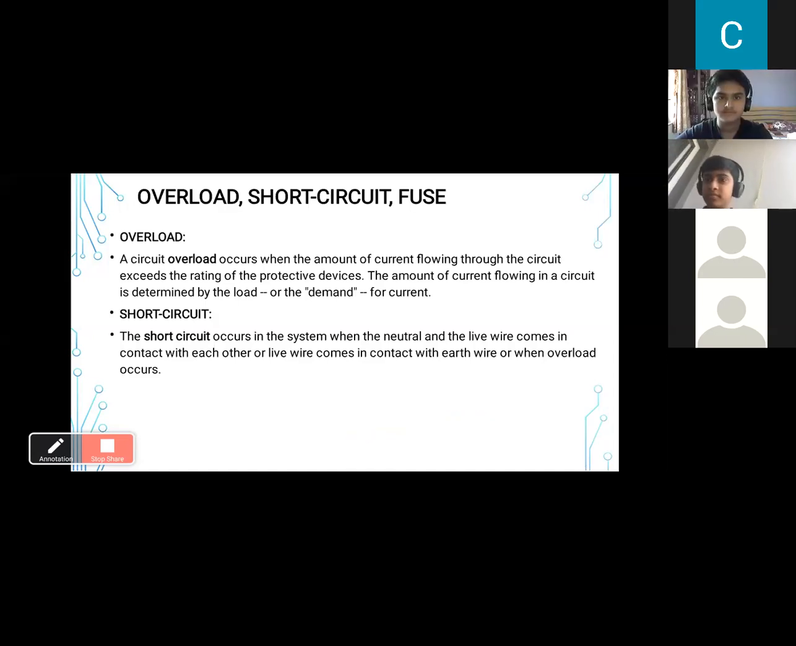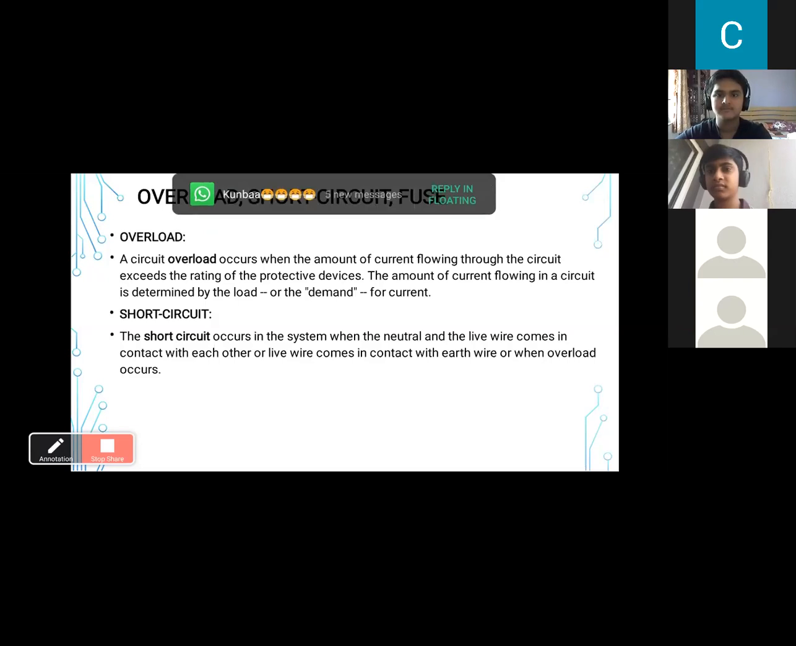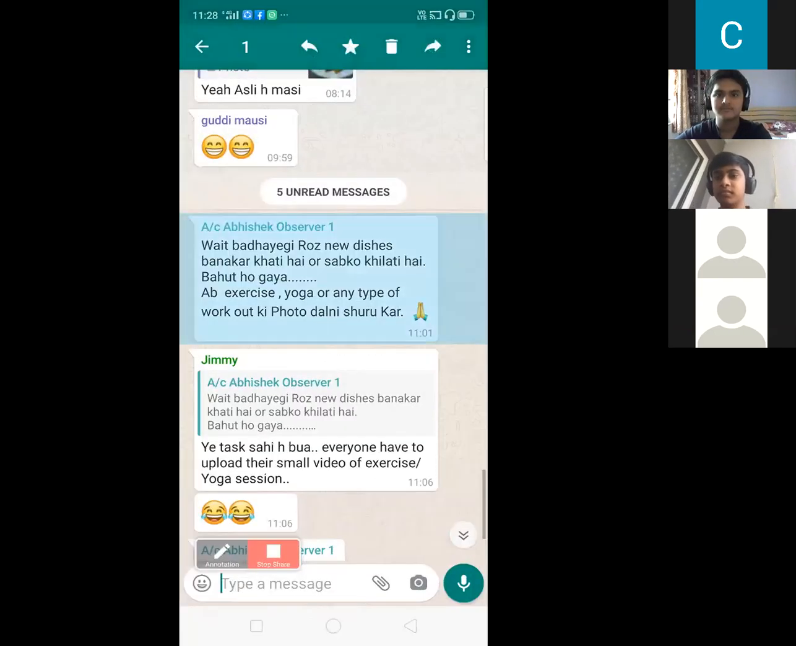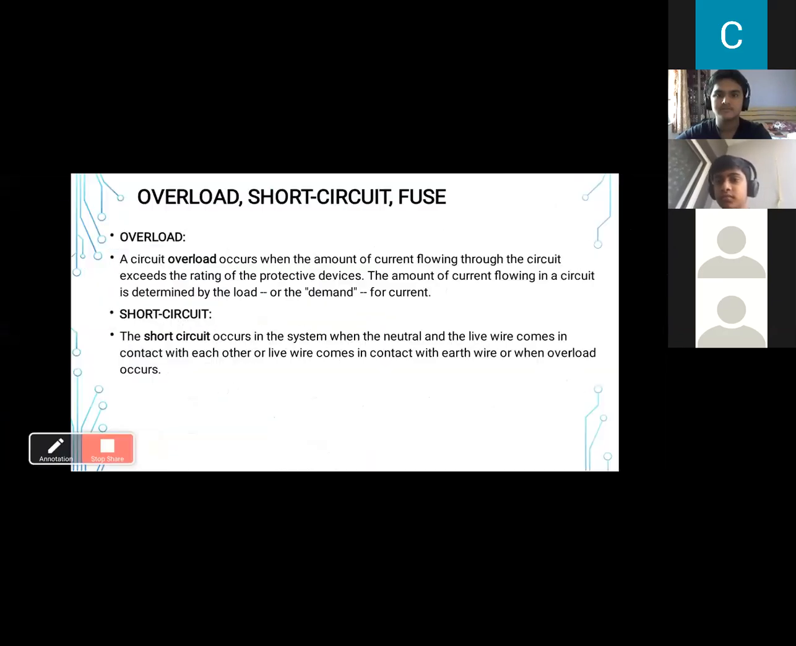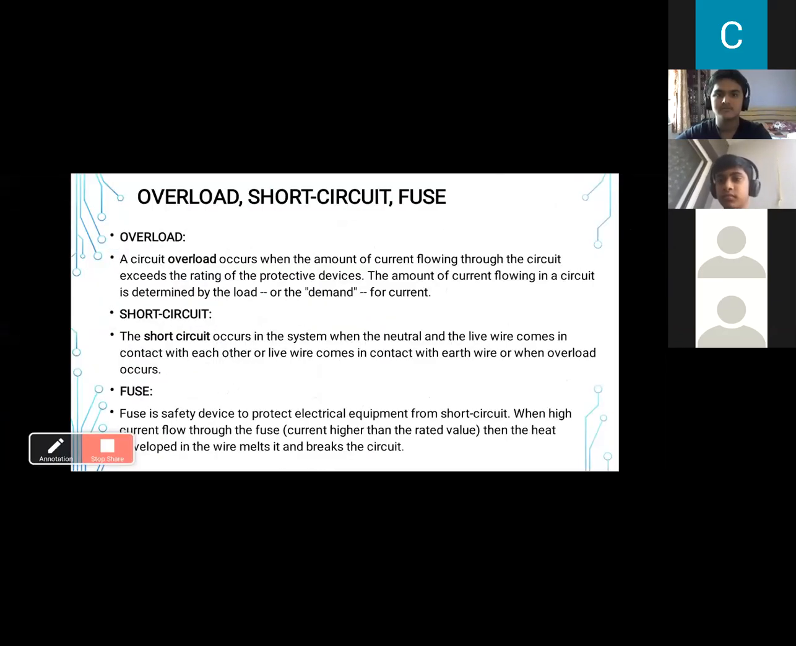Your electric appliance will burst or it will not function, or your electric wire will melt from where the current is being drawn. Maybe you'll get a spark at the wire end, or a spark at the socket end, or your electric equipment will not function. It will get destroyed. So there are many effects of it. For that reason, we have been using fuse.